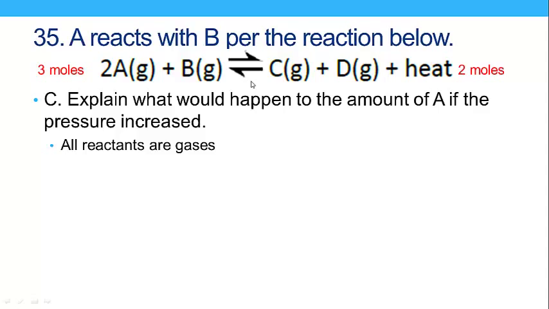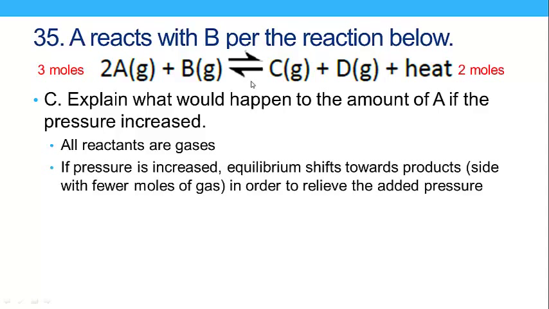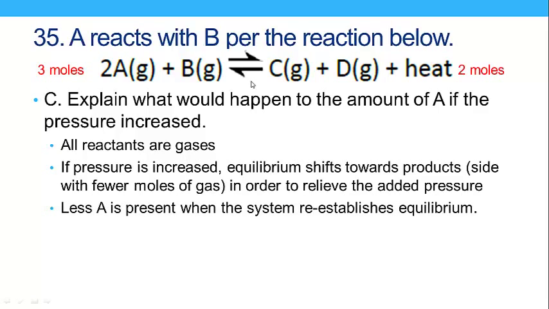So if I increase the pressure, I have to find a way to relieve that pressure. So the way we do that is by shifting towards the side with fewer moles of gas. In this case, that would be the products. So this is to relieve that pressure. So on the product side, we've got fewer particles. We only have 2 moles of gas. So this means that if we shift to that side, fewer particles, less collisions, the pressure will go down. So that's how I would counteract an increase in pressure. So because I'm going to shift towards the products, I'm going to have less A present when the system reestablishes equilibrium.